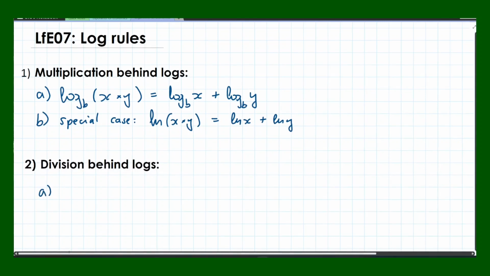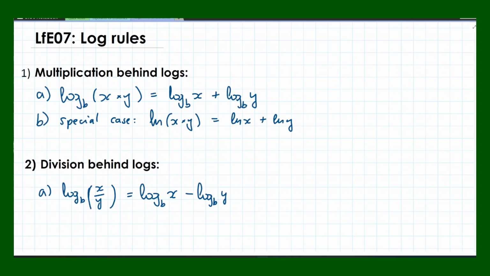Again, the generic case: if I have got log of whatever base, x over y, which is division, then what can we replace this with? Well, we can replace this with individual logs with the same base, but now subtracting those logs with the single arguments. Now, the special case would be when we use the ln. So ln of x over y, and I can write it with or without the bracket. It means exactly the same. And this would be ln of x minus ln of y.